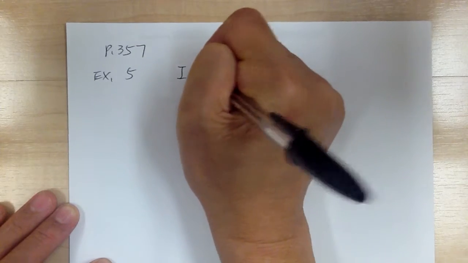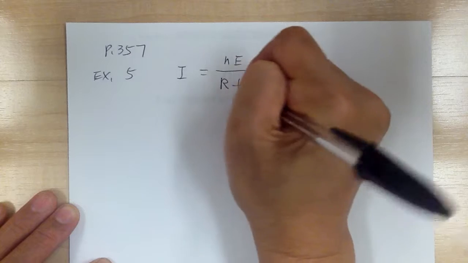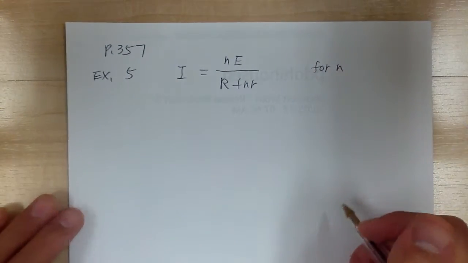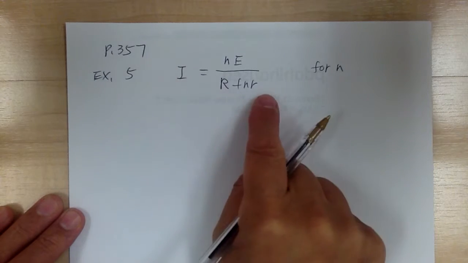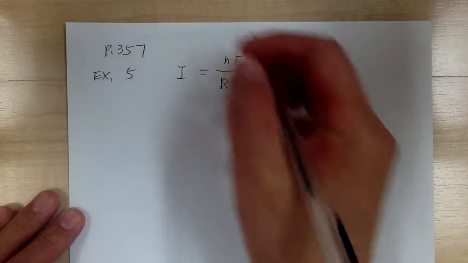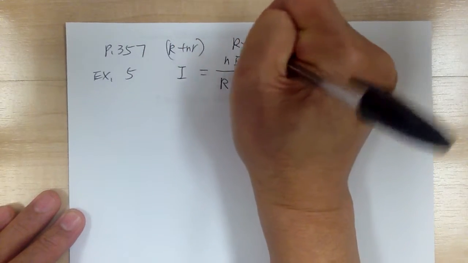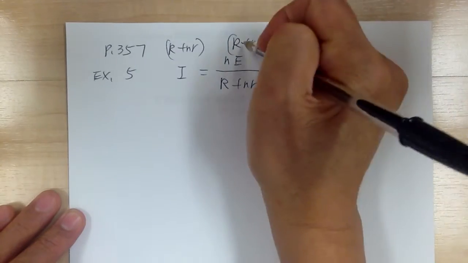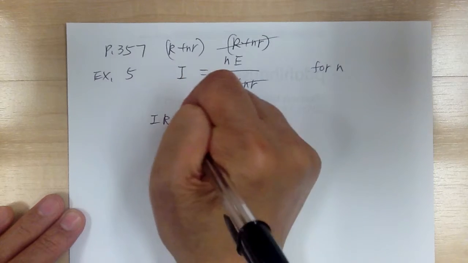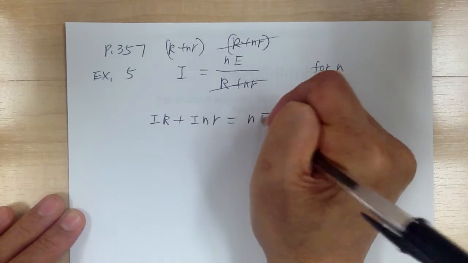You have I equal to NE over R plus NR, and you're solving for N. Again, first, let's go ahead and get rid of the fraction, so you can either cross multiply or multiply by the common denominator. So you can multiply by r plus nr, r plus nr, right? So this cancels with that. So go and distribute. So you got ir plus inr equal to ne.